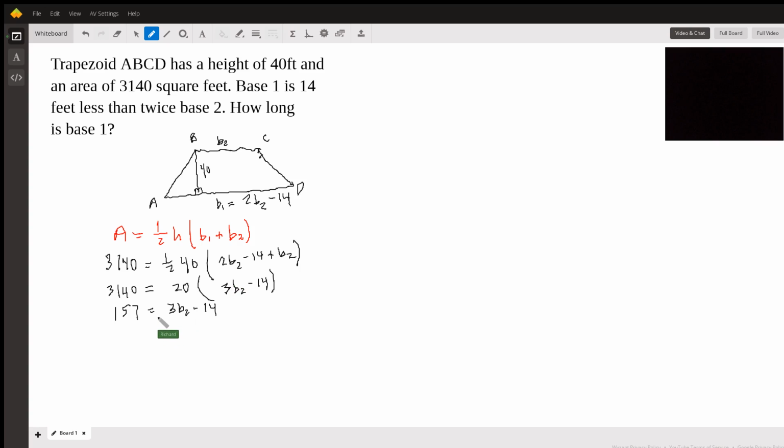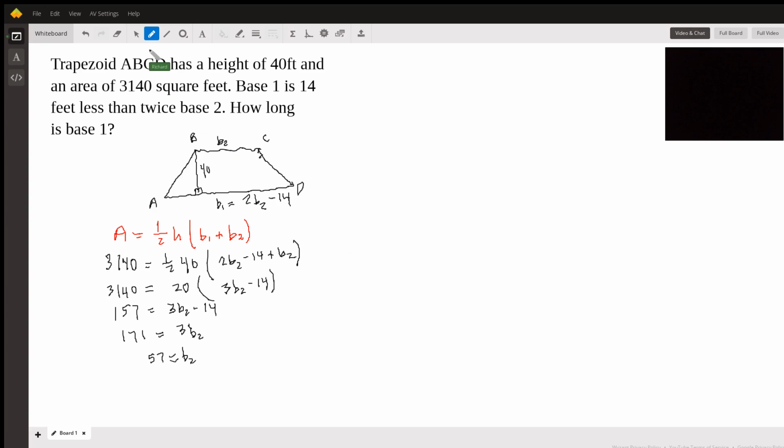Now I'm going to add 14 to both sides, and that's going to give me 171 equals 3b2. And now I'm just going to divide by 3, and that gives me 57 for b2. And you might think you're done, but you're not done because they want to know how long base 1 is. So we have to finish that off here on the right.